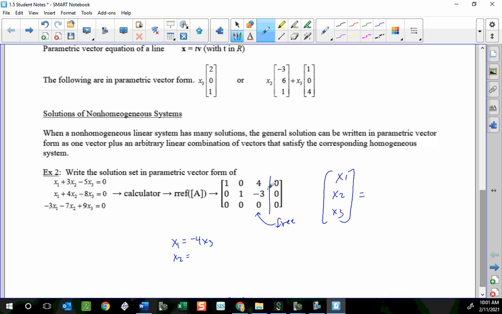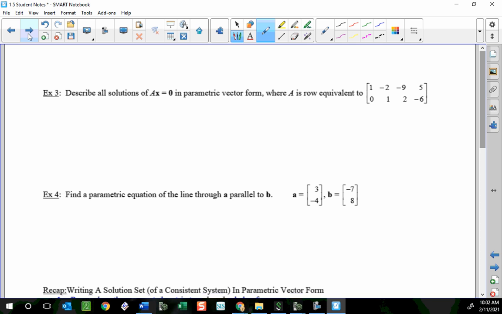x2 is +3 x3. And x3 is just itself. So everything involves x3. And the coefficients are -4, 3, and 1. Okay. So a lot of times, personally, I kind of have to write it out like this most of the time first. All right, so now the next one, we just have a little more complicated situation.